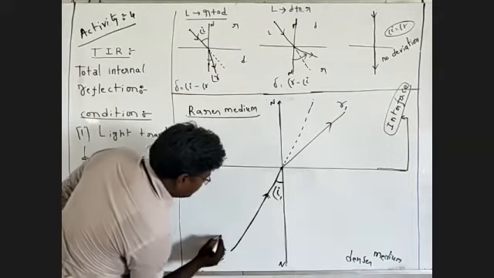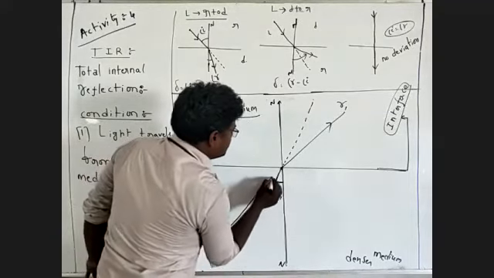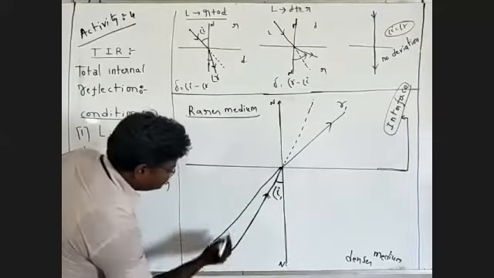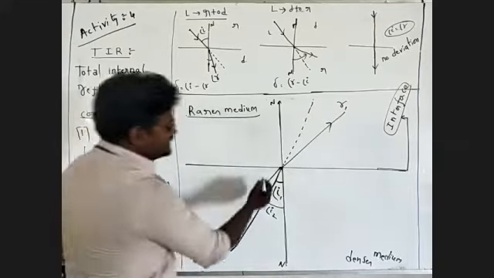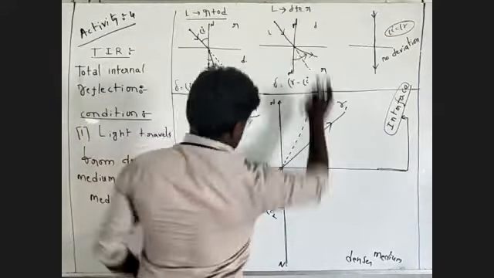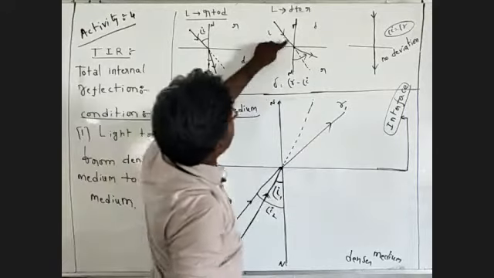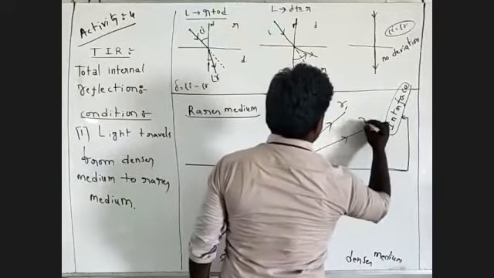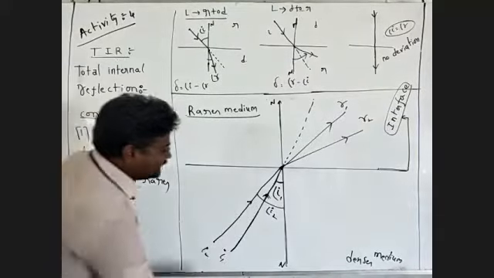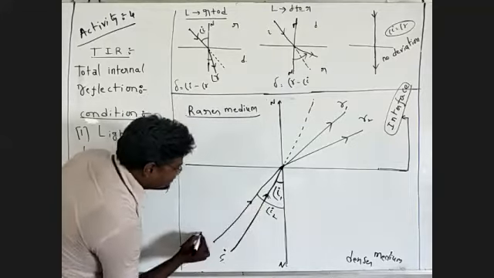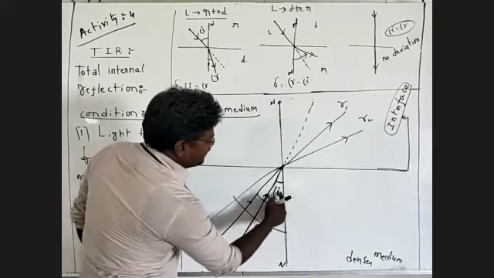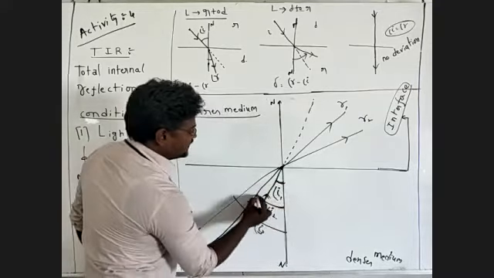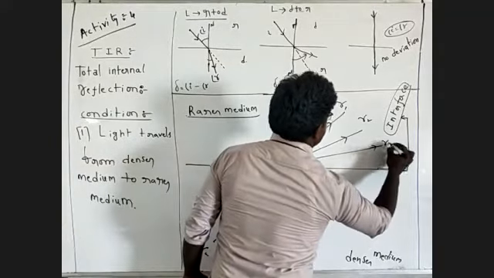Next, one more ray travels from the denser medium to the rarer medium. This strikes at angle of incidence i2. Again the refracted ray bends away from the normal; this is r2. Now I am going to increase the angle of incidence. Angle 1 is this one, angle 2 is greater, angle 3 is greater than 2. As the angle of incidence increases, the angle of refraction also increases.